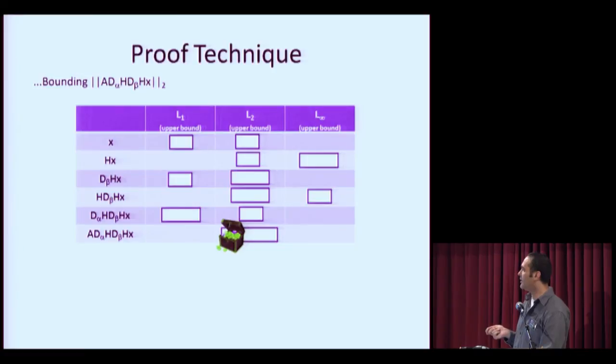So how do you bound this norm? Okay, so X is an S-sparse vector. This is a diagonal matrix with some unit norm vector beta on the diagonal, and this is the same with alpha. So let's go step by step. You have this vector X. Let's assume it has Euclidean norm 1.